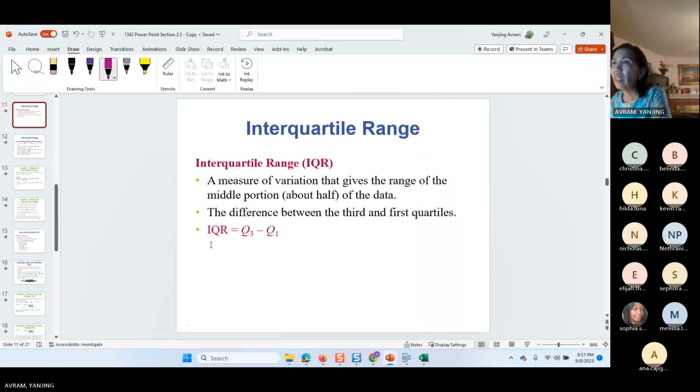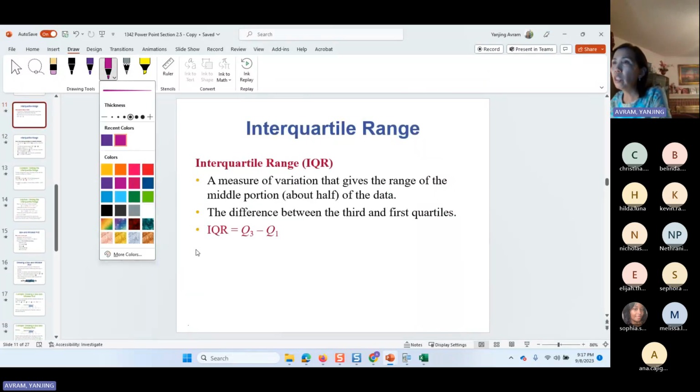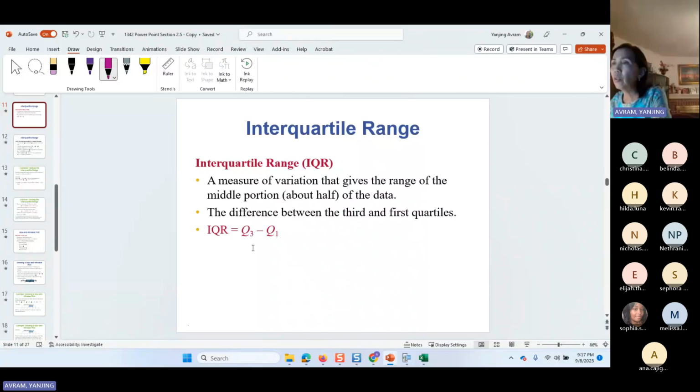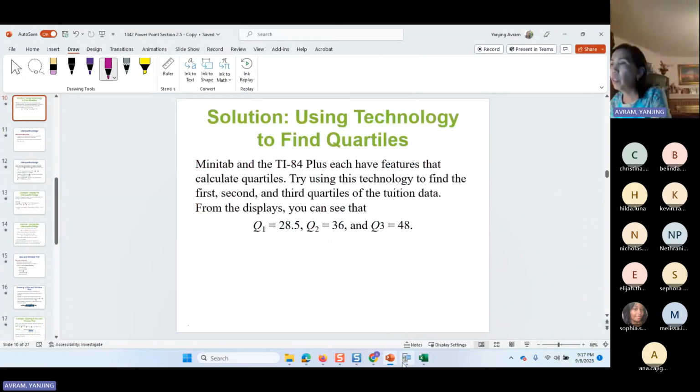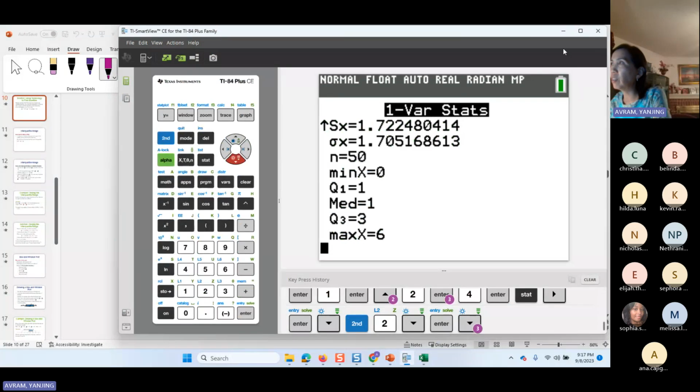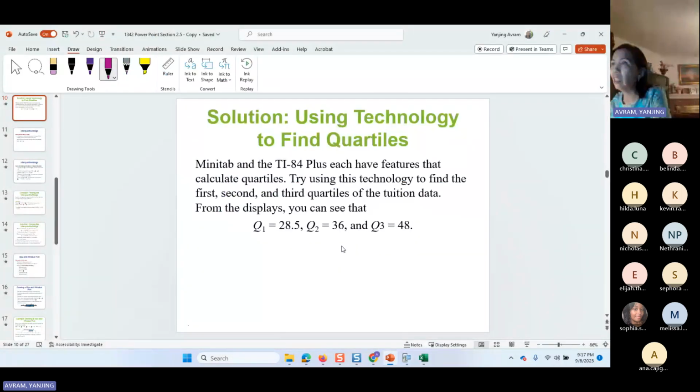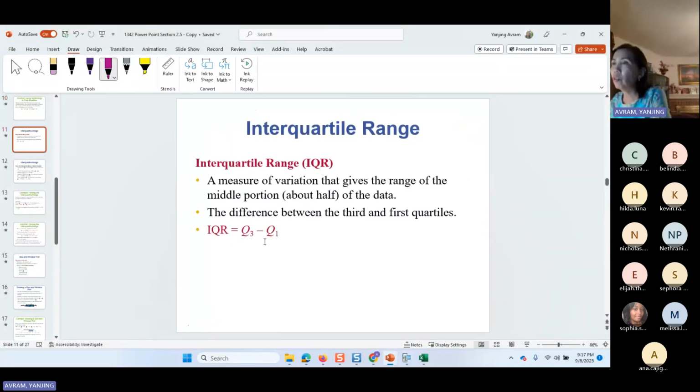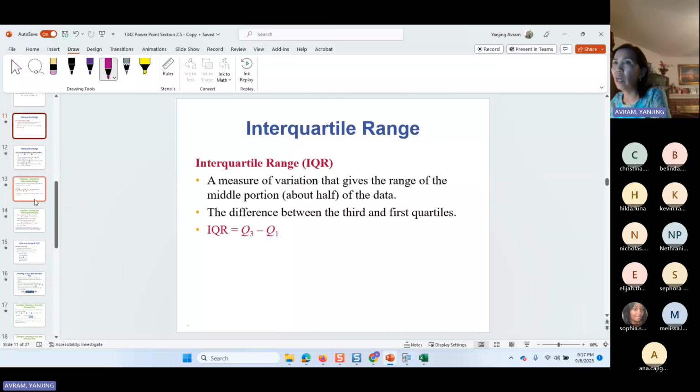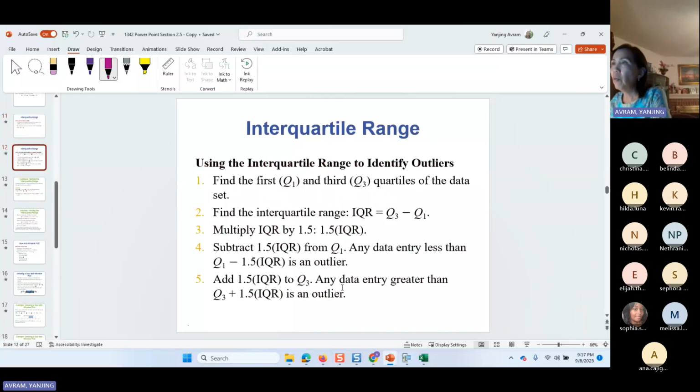Yes. All right, IQR, it's the interquartile range. For the interquartile range, you're just using Q3 minus Q1, right? You can find Q1 and Q3 from the calculator in here, and then you just use Q3 minus Q1, that's the IQR, okay?